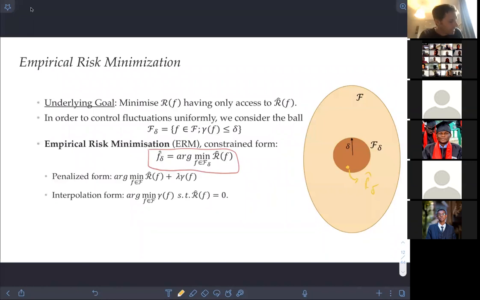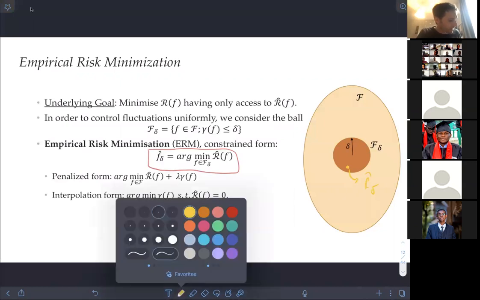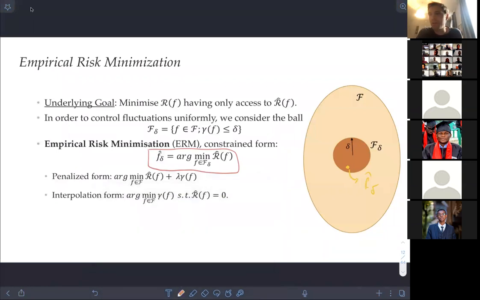So if you have a little bit of experience in optimization, you might be frowning when I present an optimization problem in constraint form, right? Because, you know, this constraint, even though in many cases it is a convex constraint, right? So this is a convex constraint.